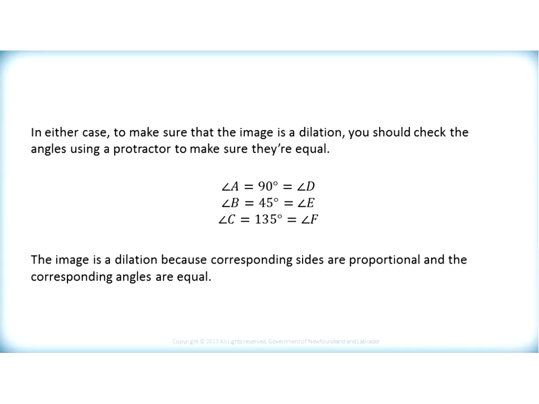Because of this, we know that the sides are proportional because we've doubled everything. So we know that the ratio from side to side is going to be 2. And we now know that the angles are the same. And they're the requirements for confirming that something is a dilation. The image is a dilation because corresponding sides are proportional and the corresponding angles are equal. So we always have to make sure that not only are the sides proportional, but that the angles between them are equal as well.